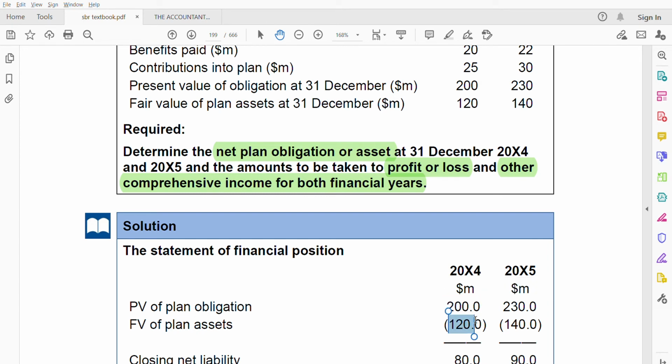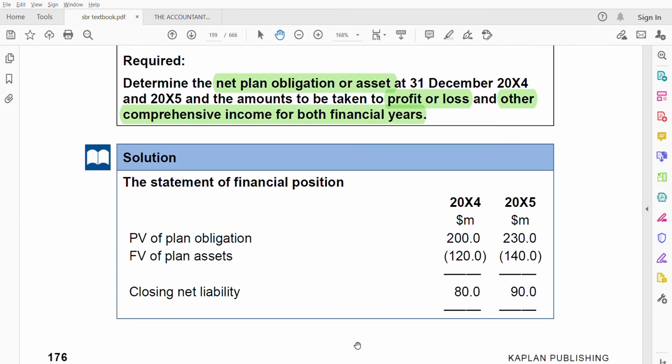This is your assets in 2004. Fair value of plan assets. So it's 200 minus 120. You deduct this, 200 with 120. Same for 2005. You deduct 230 minus 140, and you are getting net liability because your obligation is more than your asset for both. So it's a closing net liability. Okay, 80 and 90, because they have told both the years.